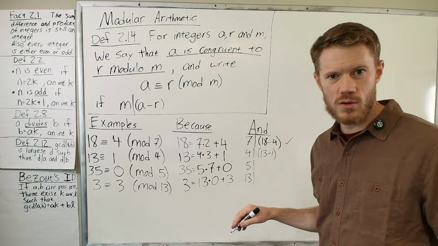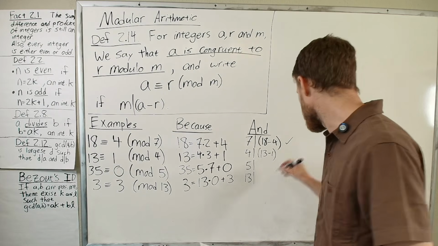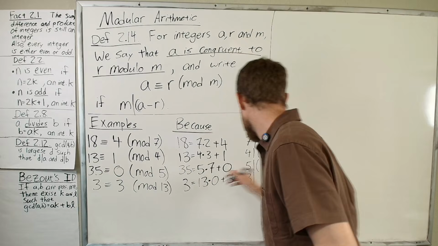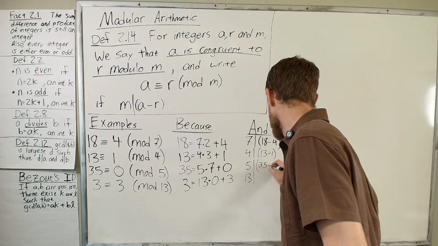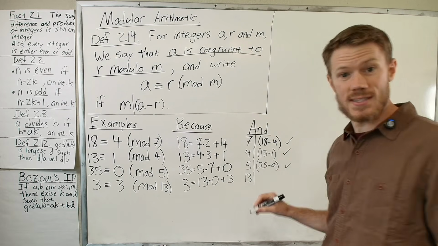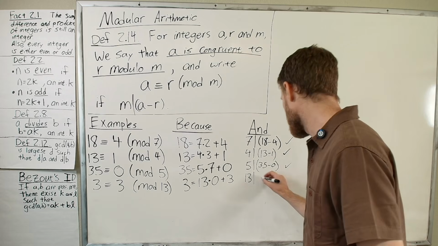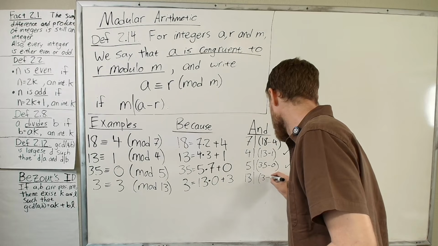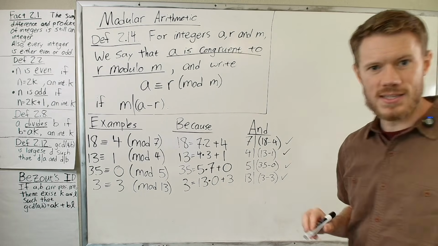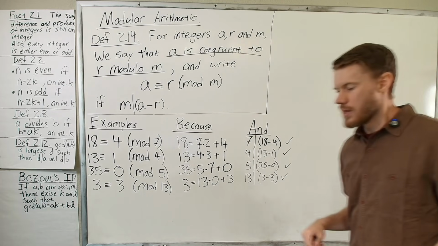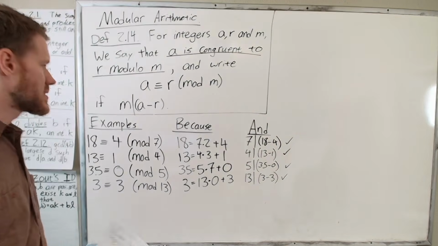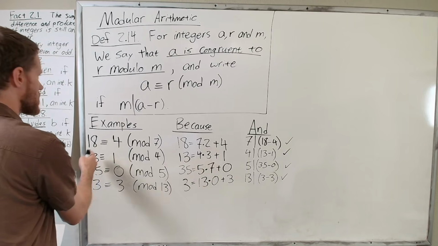Is that true? Does 4 divide 12? Yeah, 4 does divide 12. What about, does 5 divide 35 minus 0? The answer is yes, it does. 5 does divide 35. And does 13 divide 3 minus 3, which is 0? Yes, it does.